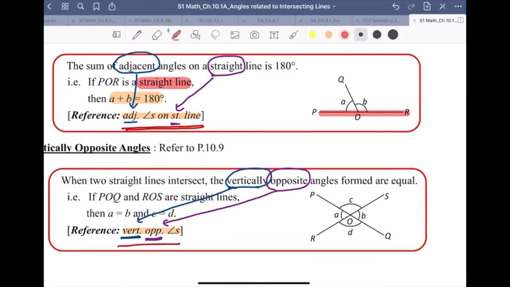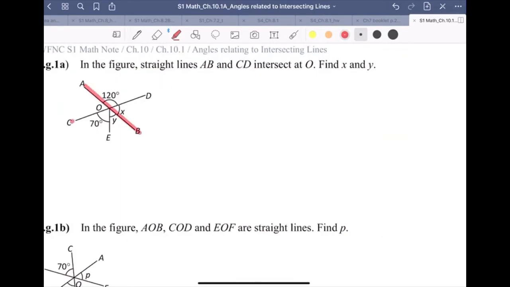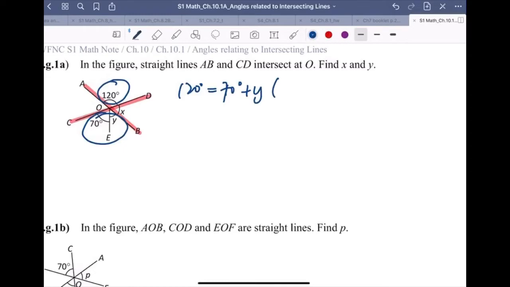We must have two straight lines, they must be straight lines, this and this. The first pair is 120 and 70 plus y. Here we need to support with the reason: this is a pair of vertically opposite angles. So the answer for y is 50.